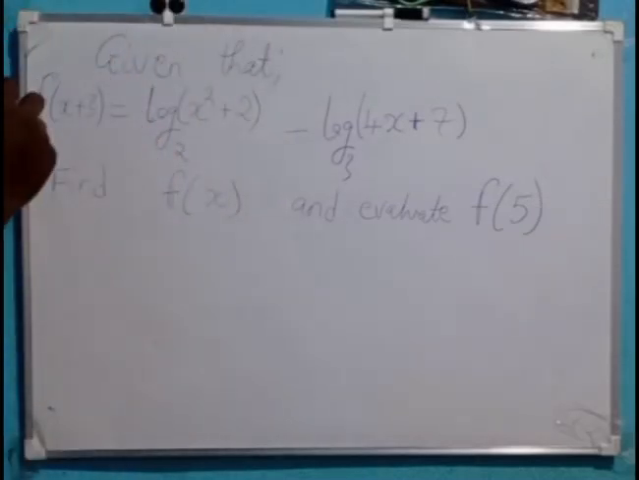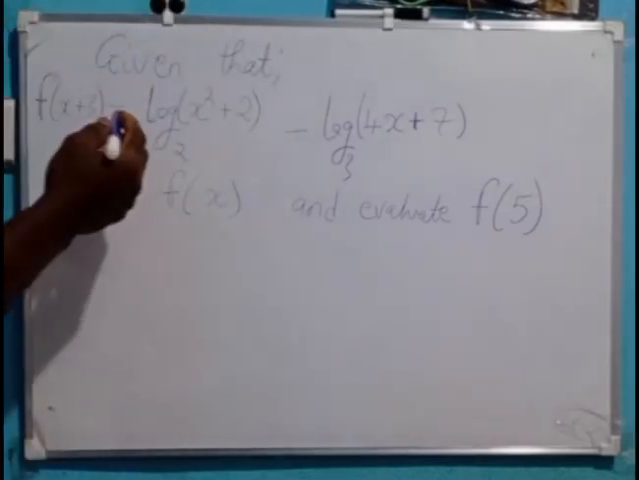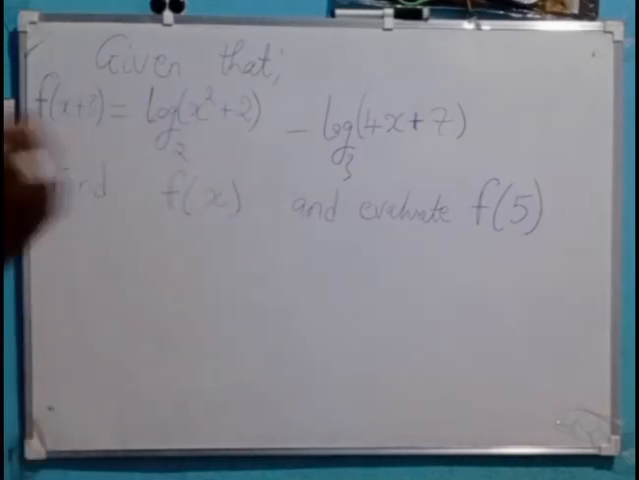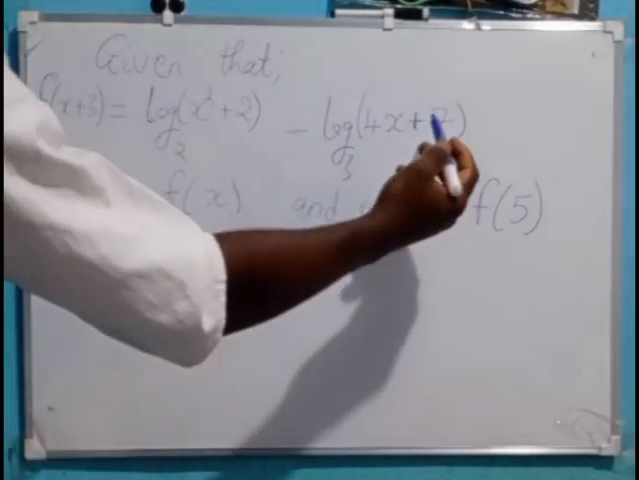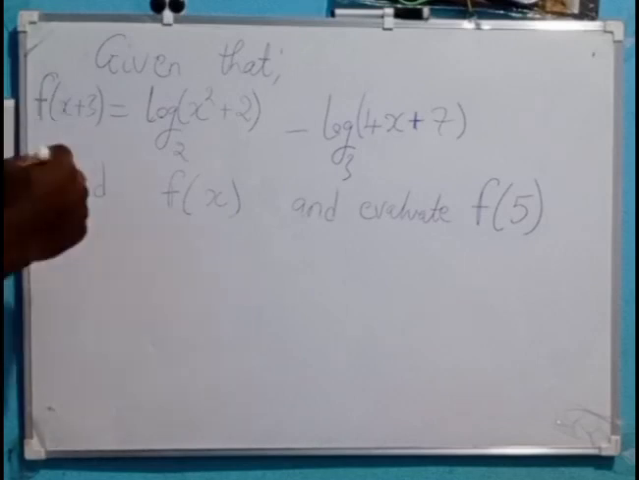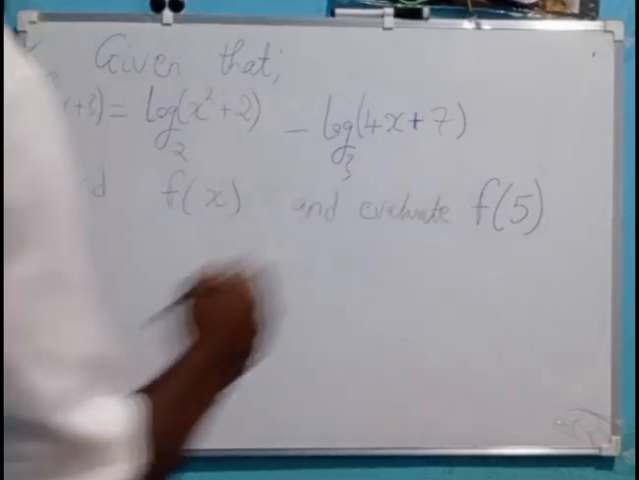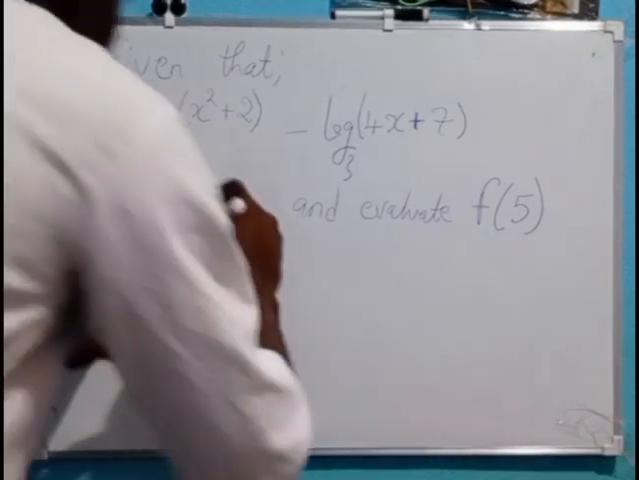Given that f of x plus 3 is equal to the log of x squared plus 2 base 2 minus the log of 4x plus 7 base 3, find f of x and evaluate f of 5. We take the solution.